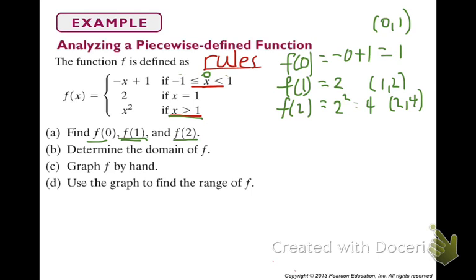So let's talk, first of all, about the overall domain. Do we have a lower limit for our domain? Yes. What's the lowest x value that we can have? Negative 1 is the lowest value. And what's the highest value? Infinity. Okay. So for our domain, are we including the negative 1? Yes. So we'll use a bracket. So we're going to go from negative 1 to positive infinity. And remember, in interval notation, your infinities are always parentheses.